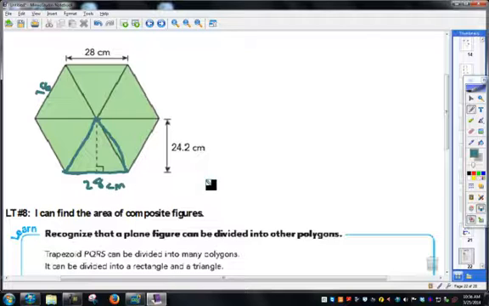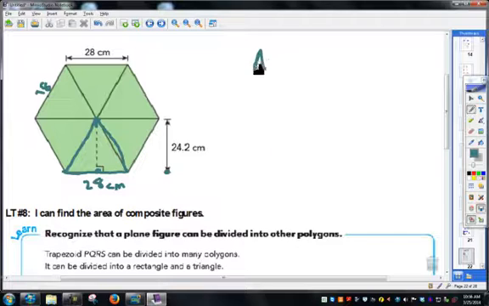28 centimeters. Okay? And it gives us the height right here. Even though it's not there, you can see that's the same distance from right there to where the arrow is up top as it is right there to right there. Okay? It's the same distance. They just have it written over there. Okay? So you need to find the area of that.